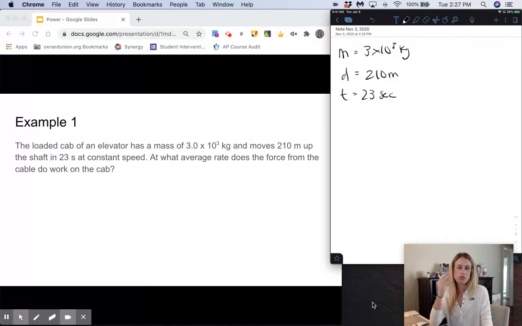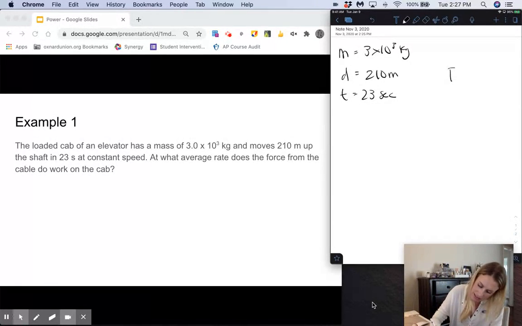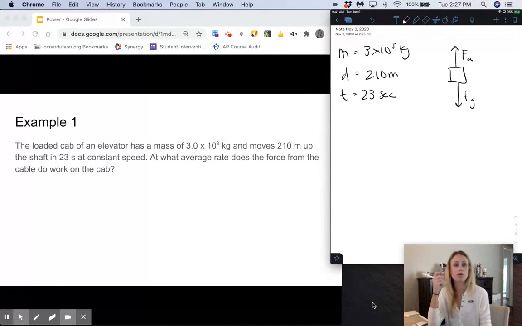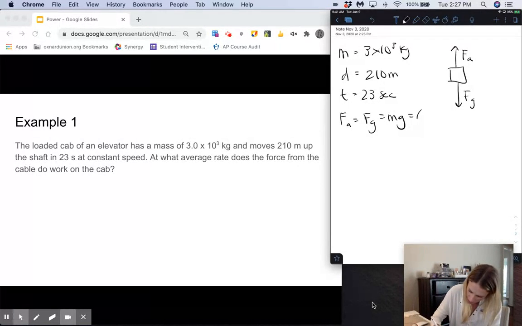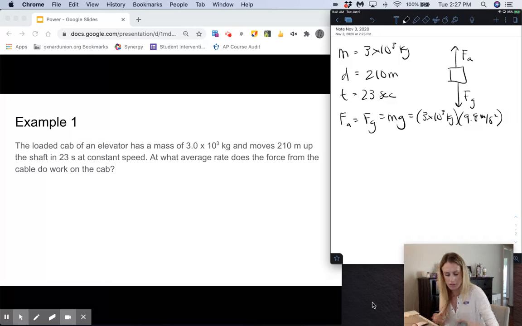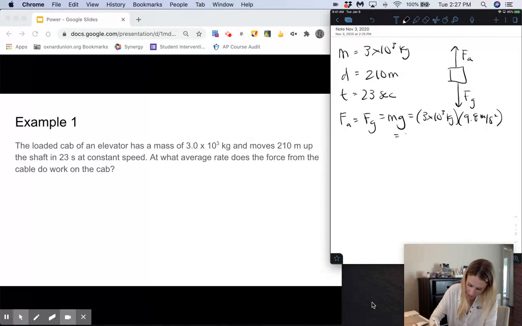Now, we need to draw a free body diagram because we know that since this is going at constant speed, the applied force by the cable is going to be equal to the force of gravity, or the weight of the elevator. So the applied force will be equal to the force of gravity, which is m times g, which is equal to 3 times 10 to the third kilograms times 9.8 meters per second squared. So what we get here is 29,400 newtons for our applied force.